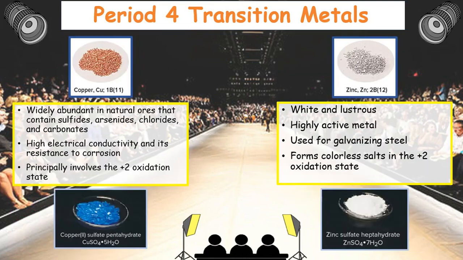And we're down to our last two models of the period 4 transition metals, copper and zinc. So let's start with copper, the most widely abundant one that we ever see in natural ores, okay? So that means you'll see copper in a lot of different ores, or those rocks that actually have different transition metals and minerals within it. So because of that, you can actually see copper being separated in a lot of different ores as well when you want to use it for other things. High electrical conductivity, and it's very resistant to corrosion. Likes to form stable compounds with copper +2 oxidation state, okay?